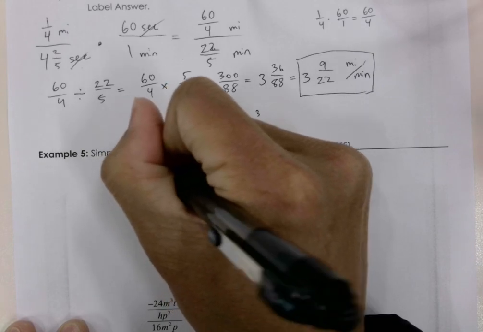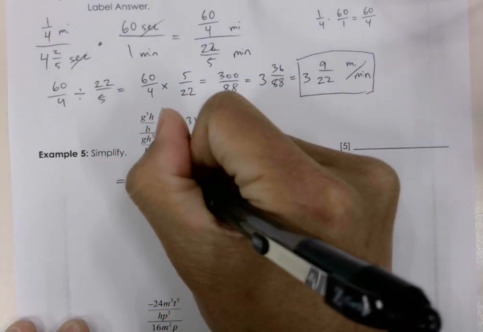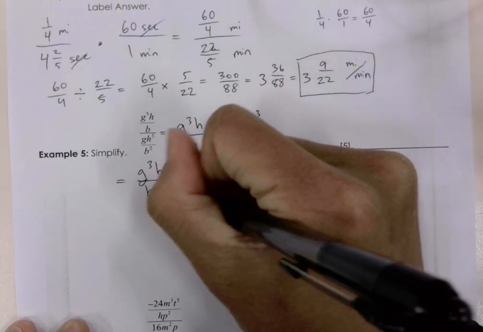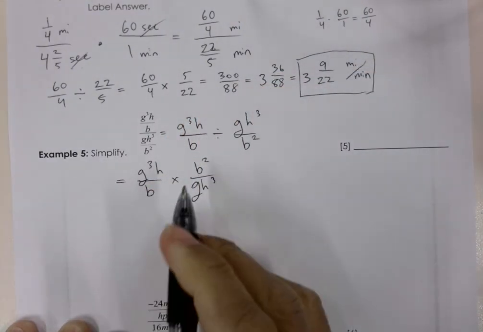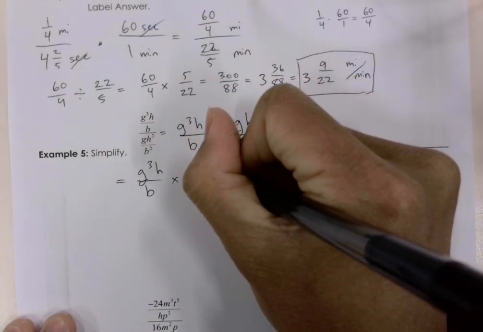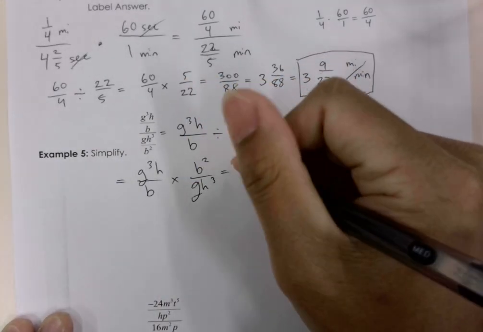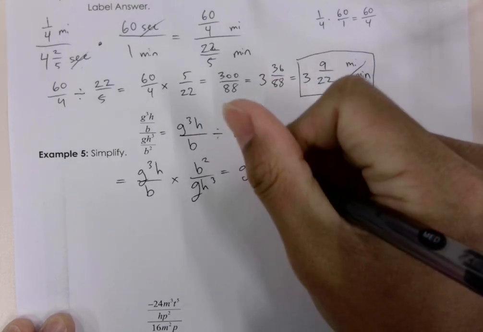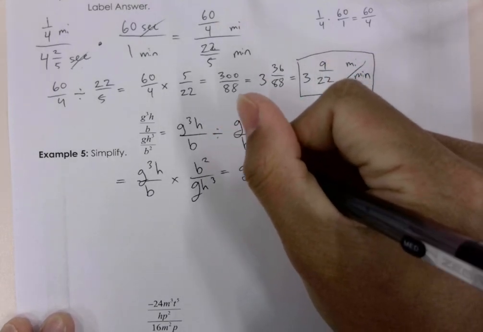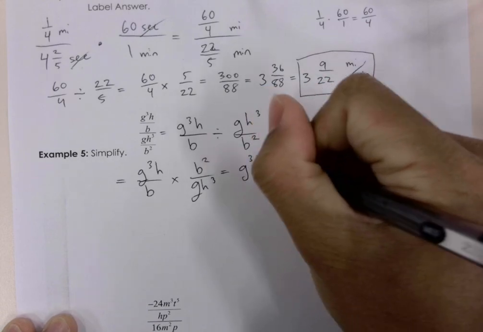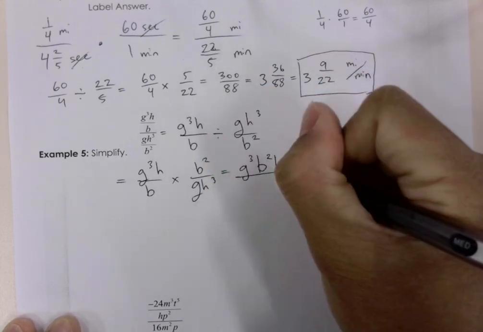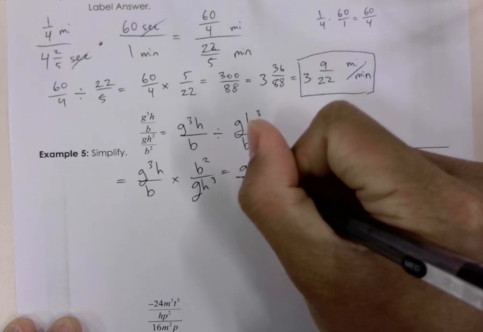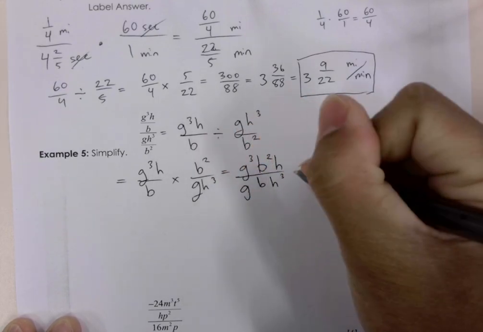So it's g to the power of 3 times h over b times, and we're going to flip the fraction, so it's going to be b squared over g h to the 3. So this multiplication problem, we just multiply straight across, so it's going to be g to the power of 3. I'm going to put them in descending order of powers. So I'm going to say b to the power of 2, and then h over g b, and h to the power 3.